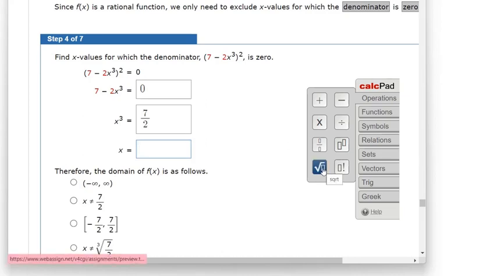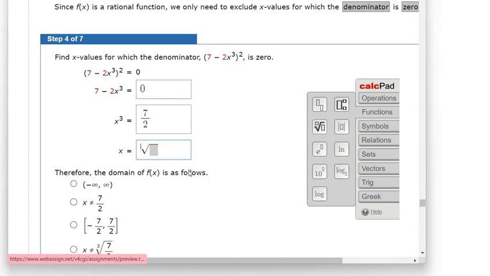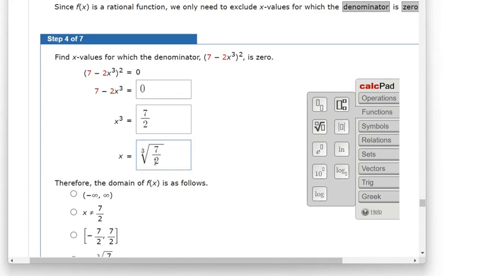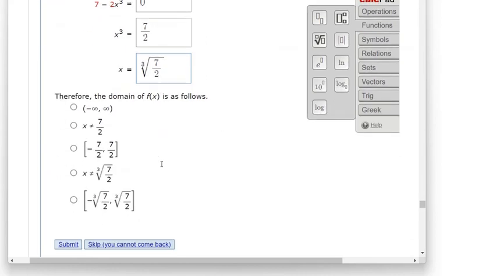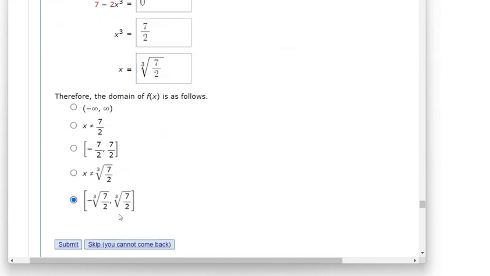How can we do cubed root here? Square root. We don't want that though. Cube root. So there's a 3 and then 7/2. Let's see if it accepts that, because there's a way we could rewrite this so there's no radical in the denominator. And so this is the correct one.